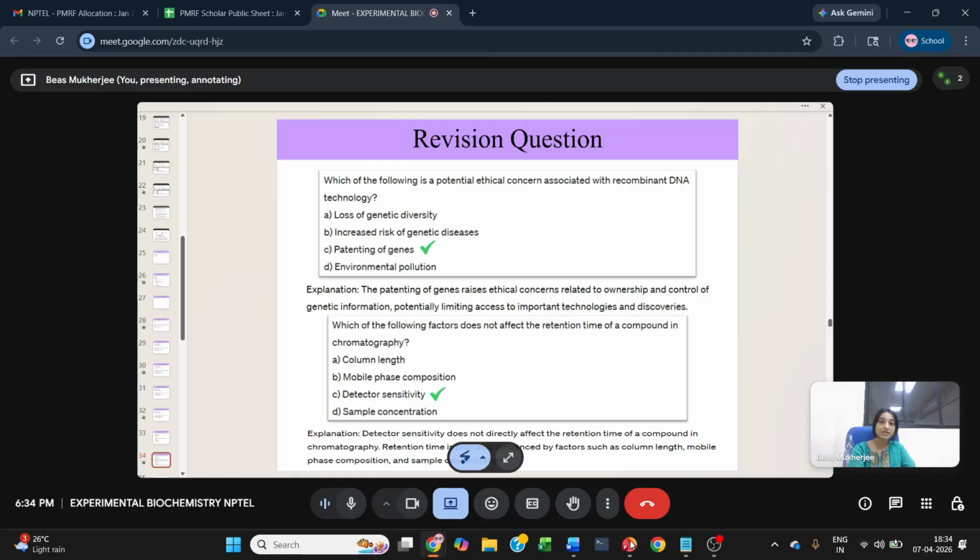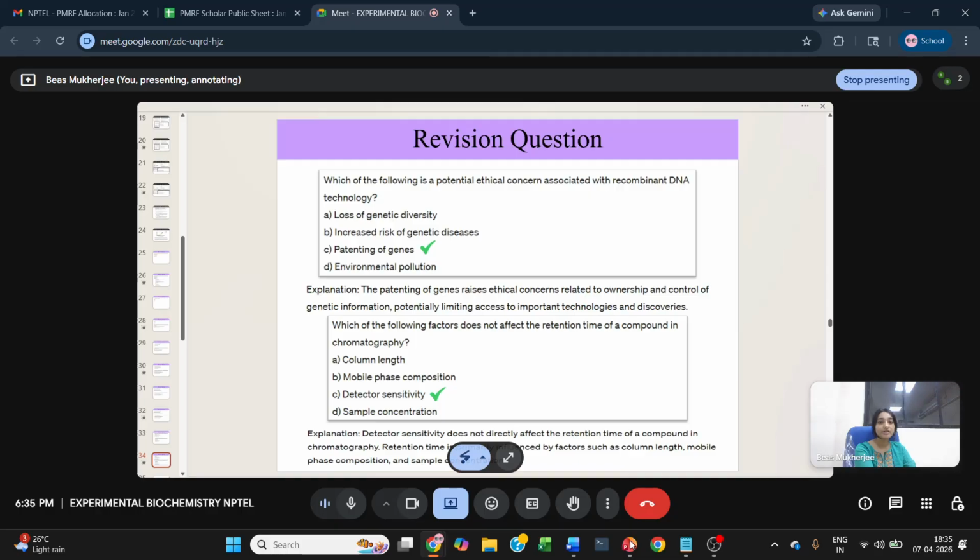So basically patenting of genes is a potential ethical concern concerning recombinant DNA technology. The others are not. The patenting of genes raises ethical concerns related to the ownership and control of genetic information, potentially limiting access to important technologies and discoveries.